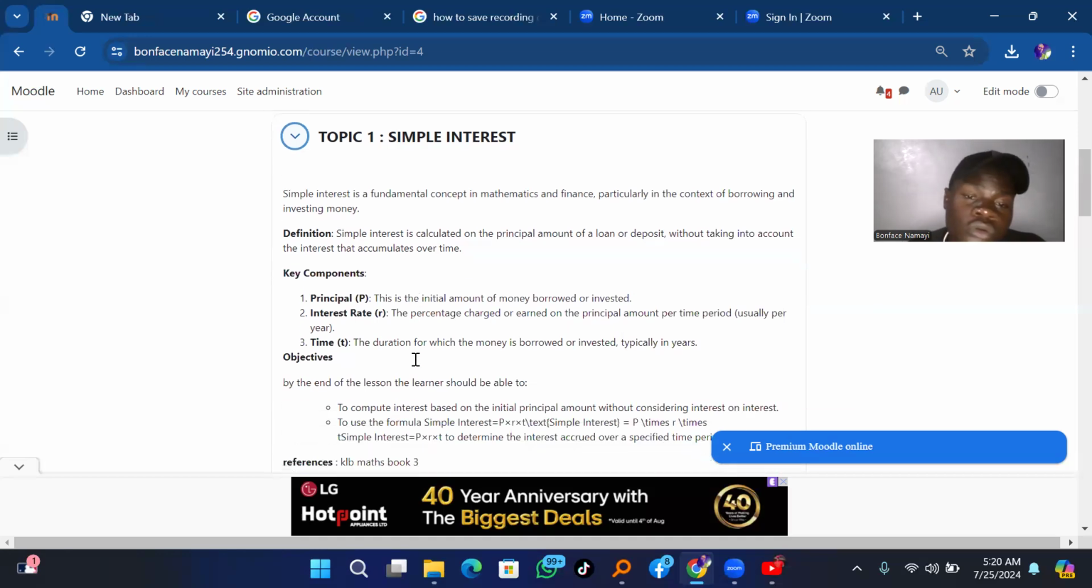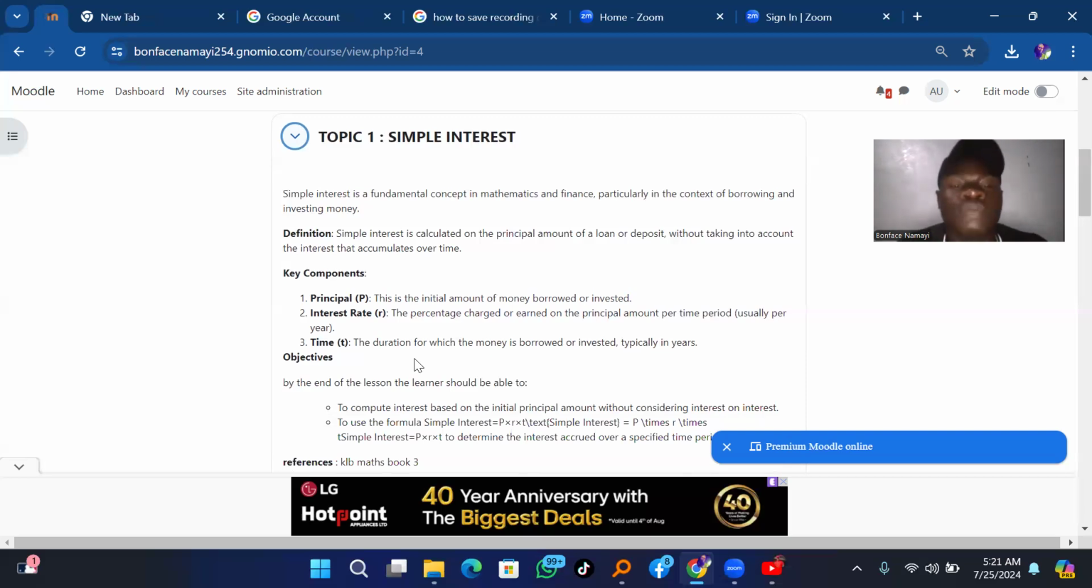Key components. Principal: this is the initial amount of money borrowed or invested. Interest rate: the percentage charged or earned on the principal amount per time period, usually per year. Time: the duration for which money is borrowed or invested, typically in years.